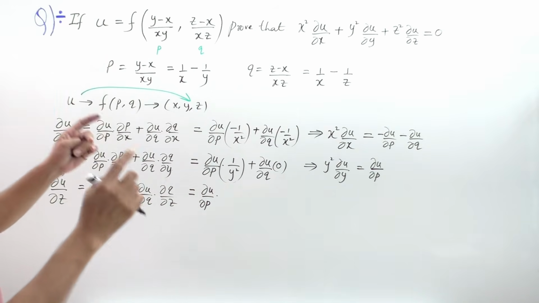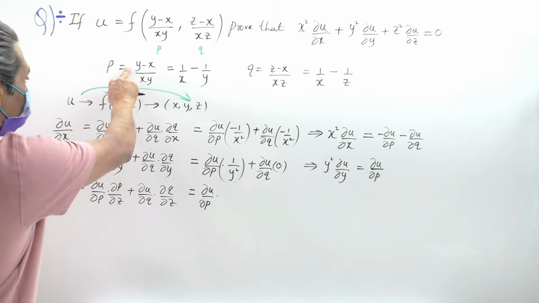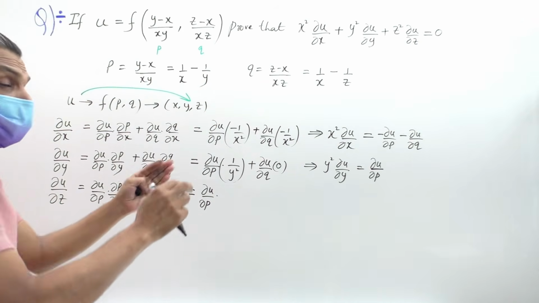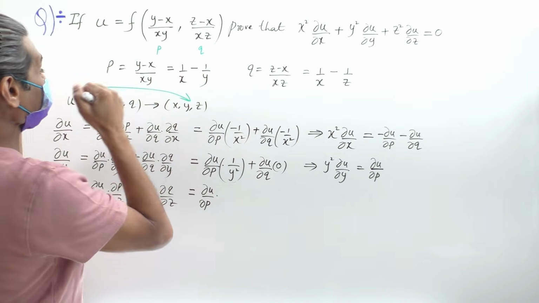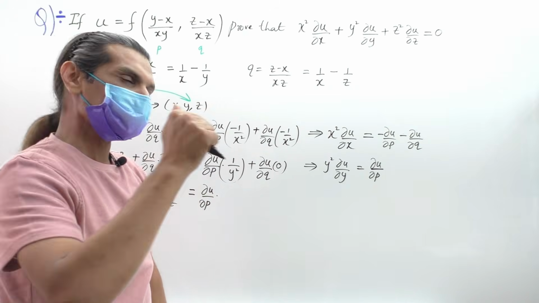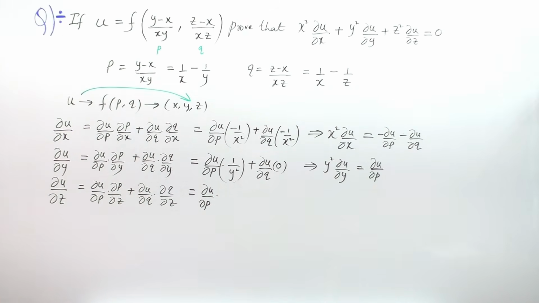Into ∂p/∂z. So what is p here? Clearly 1/x − 1/y. ∂p/∂z, the derivative of p with respect to z, and there are only x and y, no z terms. So what? 0. That's it. So the differentiation of p with respect to z is here 0.